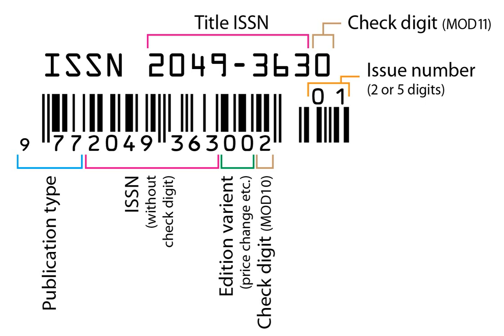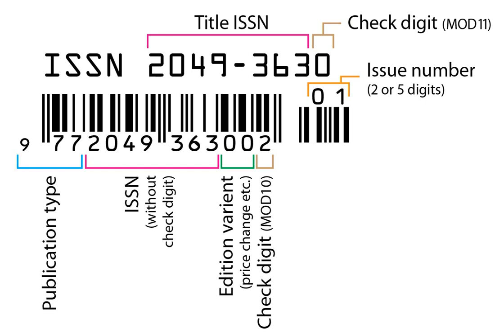The ISSN system was first drafted as an International Organization for Standardization, ISO, International Standard in 1971 and published as ISO 3297 in 1975. ISO Subcommittee TC46, SC9 is responsible for maintaining the standard.